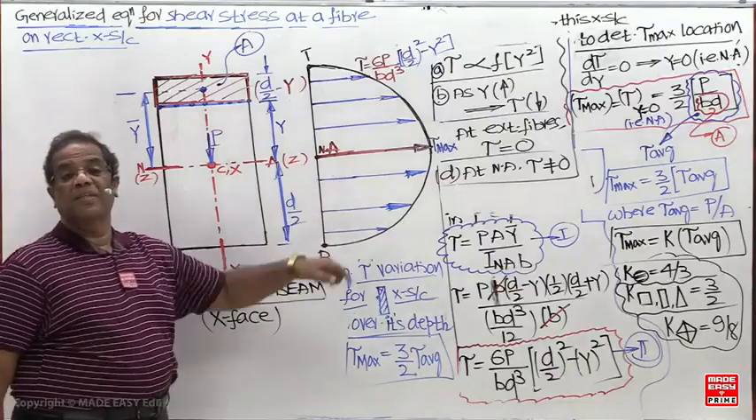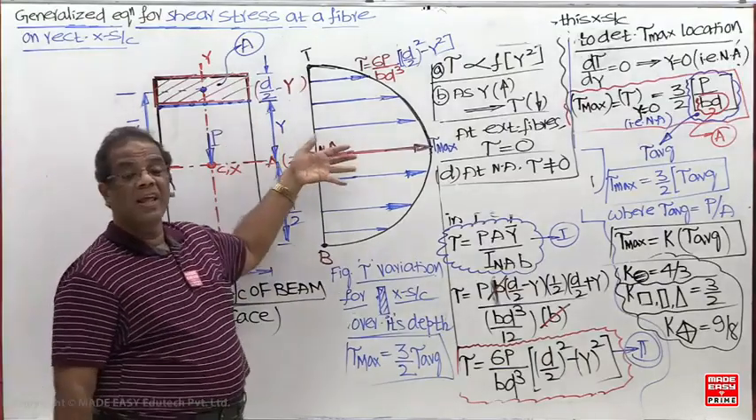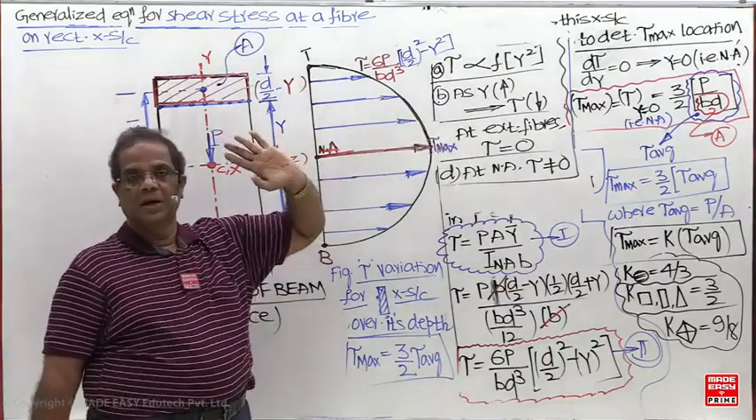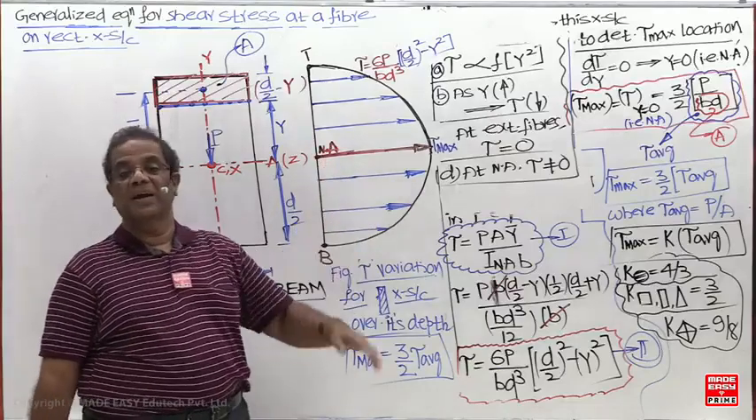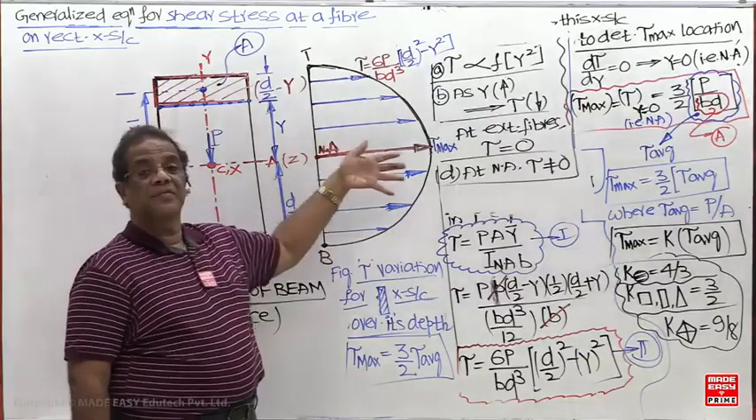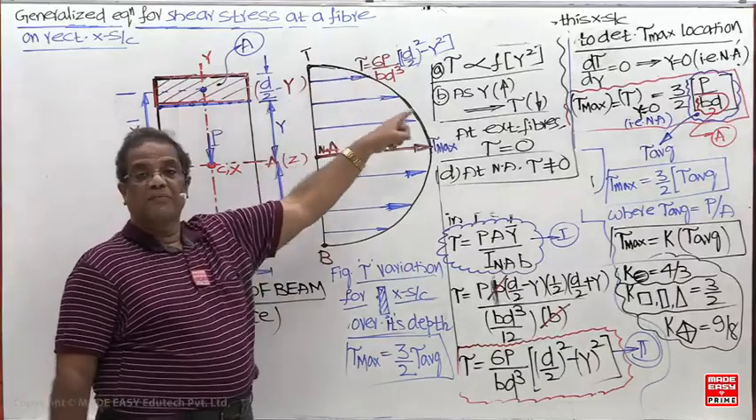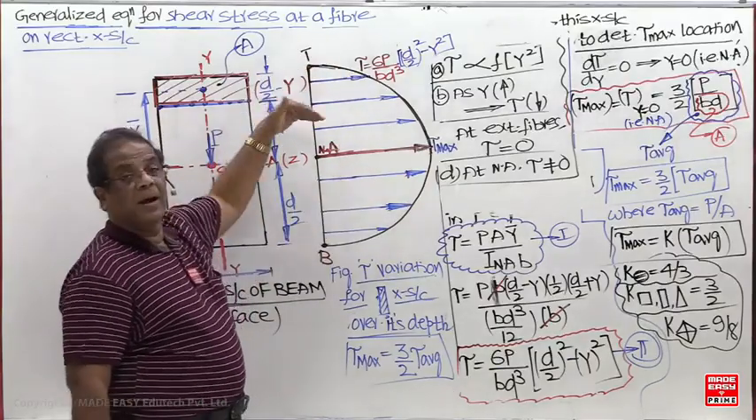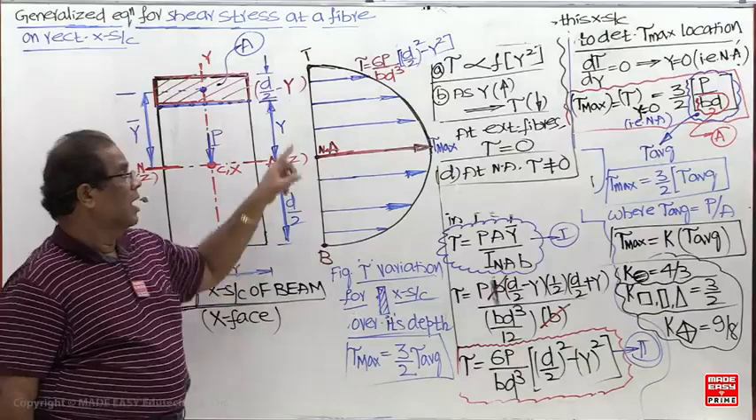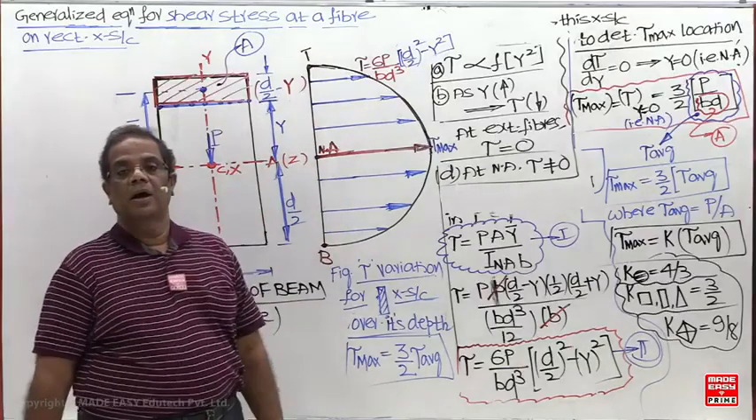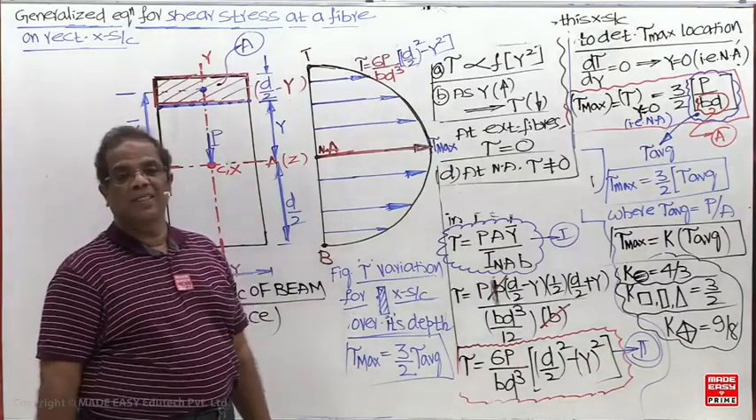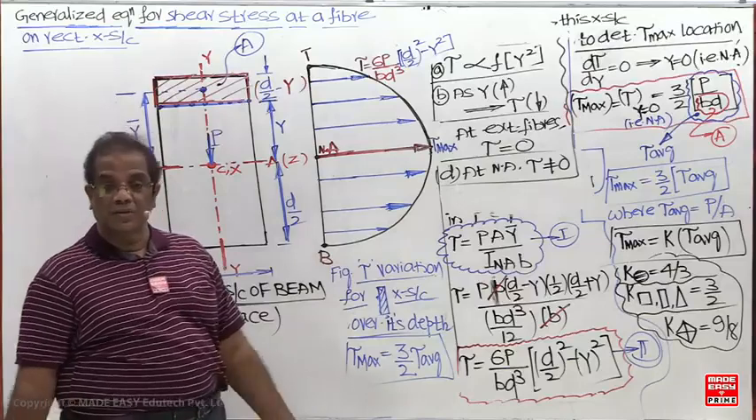But what is the drawback of this figure now? This will give only variation and magnitude, but will not give the direction. Here we cannot identify the tau x for tau yx. So this figure gives only the type of variation, meaning fiber to fiber it varies parabolically, and you are getting a magnitude. It gives the magnitude as well as variation, but will not give the direction.